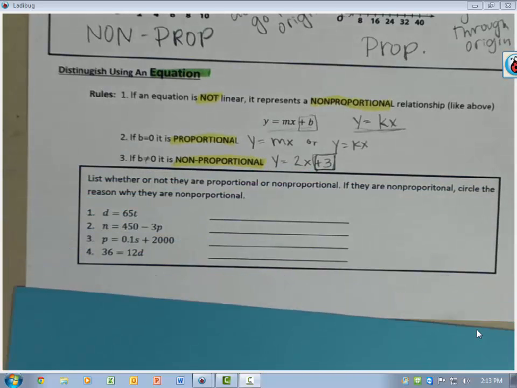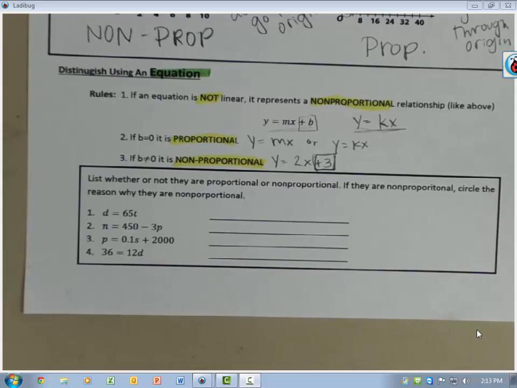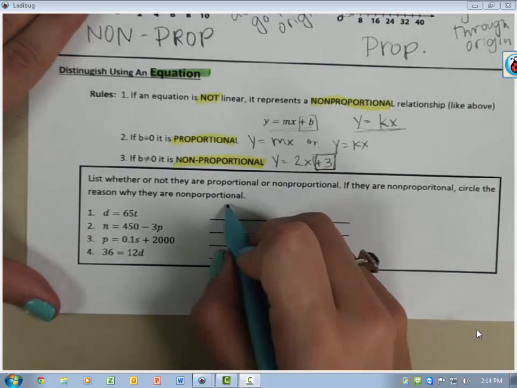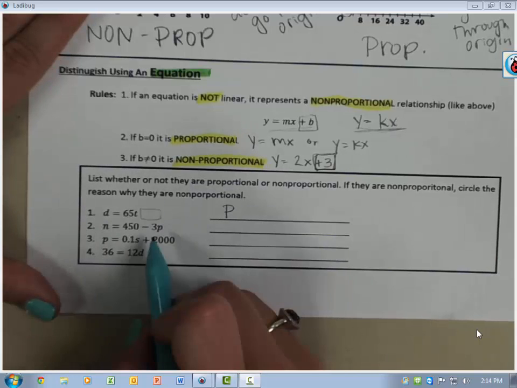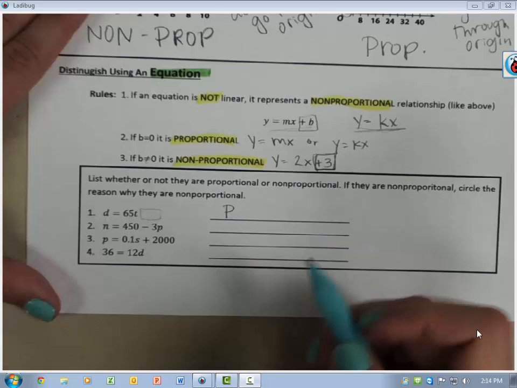Alright, let's look at these examples. I want you to list whether they are proportional or non-proportional. If they're non-proportional, circle the reason why they're non-proportional. So pause it and do it. Alright, you should have said that this was proportional because it doesn't have any plus b. You should have said that number 2 was non-proportional.